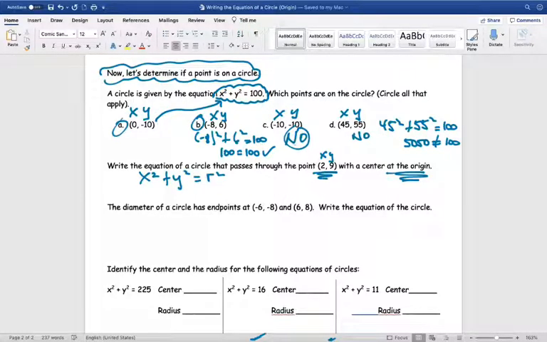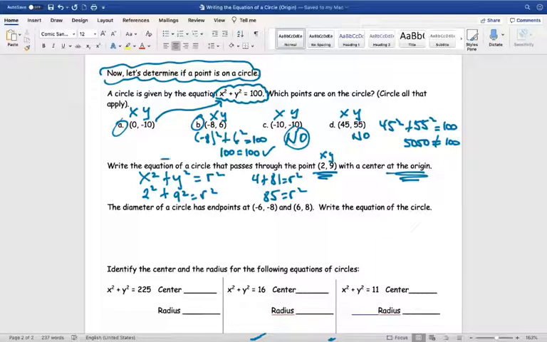So what I'm going to do is plug in 2 for x, and I'm going to plug in 9 for y, and I'm going to figure out what the radius squared is. So 2 squared is 4, 9 squared is 81, and that should equal my radius squared. That's 85 equals the radius squared.